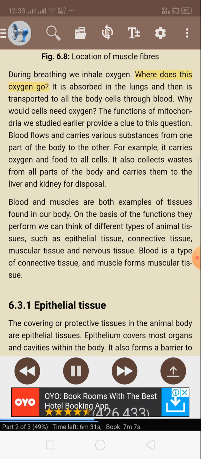During breathing, we inhale oxygen. Where does this oxygen go? It is absorbed in the lungs and then is transported to all the body cells through blood. Why would cells need oxygen? The functions of mitochondria we studied earlier provide a clue to this question.